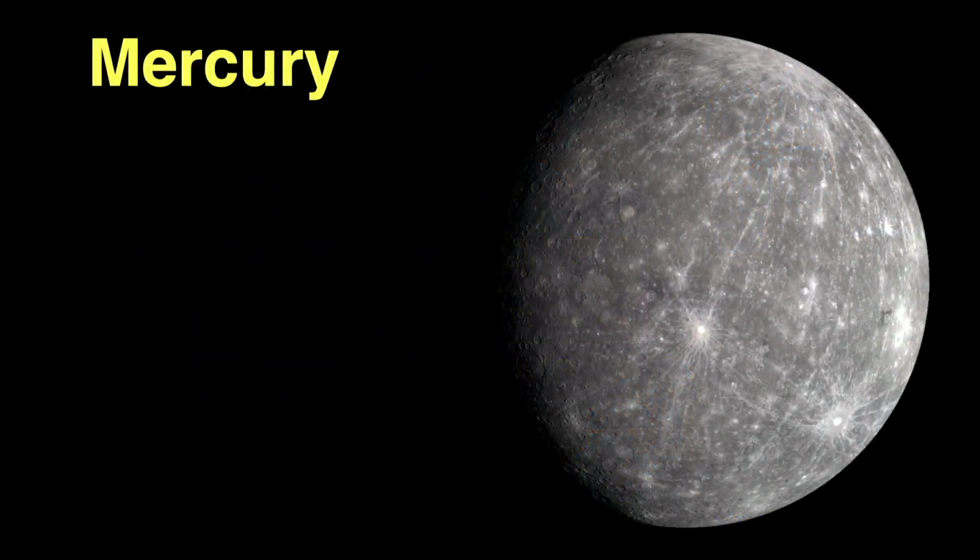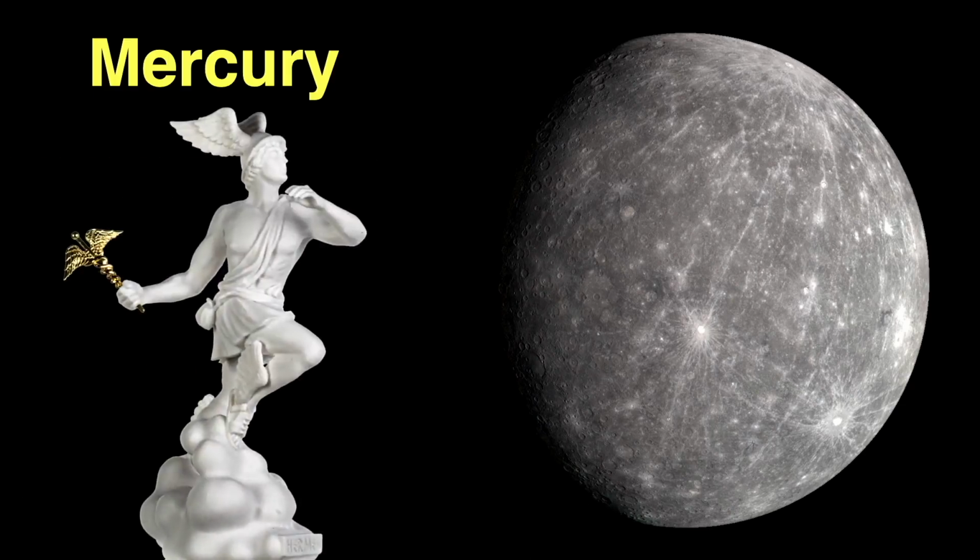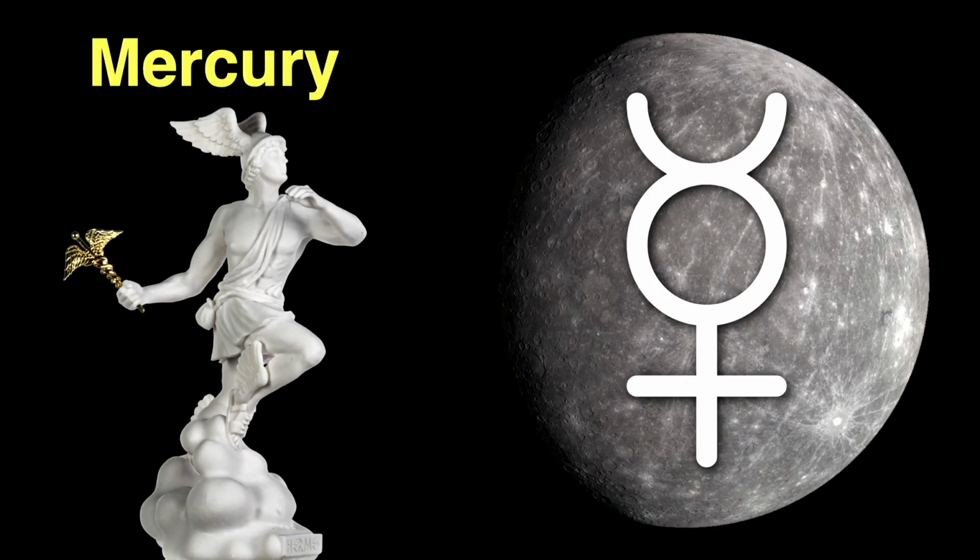The element Mercury is named for the planet Mercury, the fastest moving planet in our solar system. Of course, the planet was named for the wing-footed Roman messenger god. The graphic symbol for the planet is also the alchemical symbol for the element.